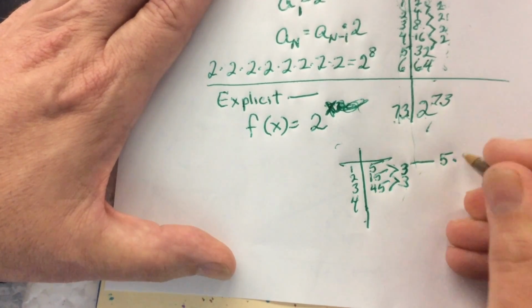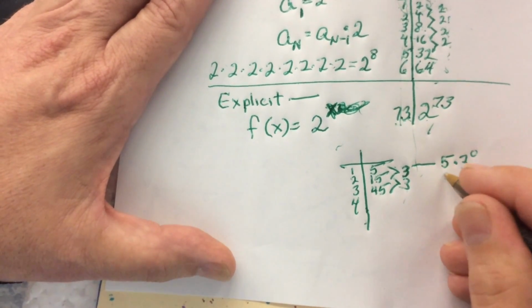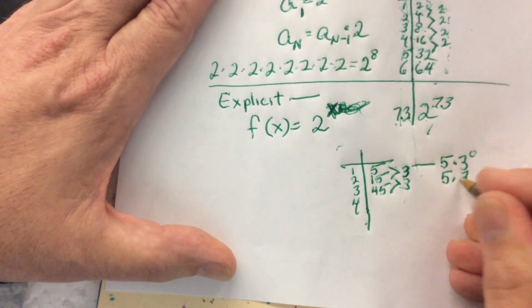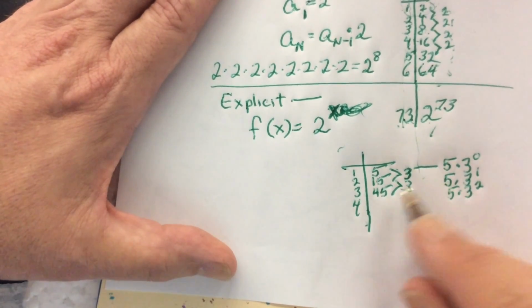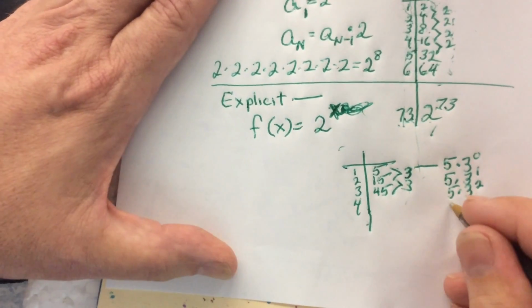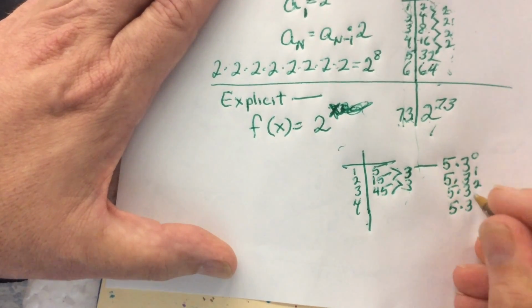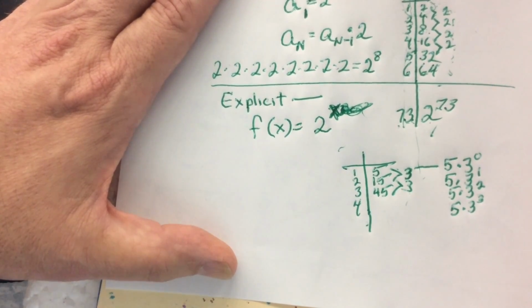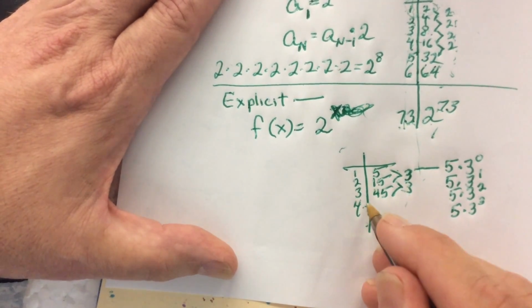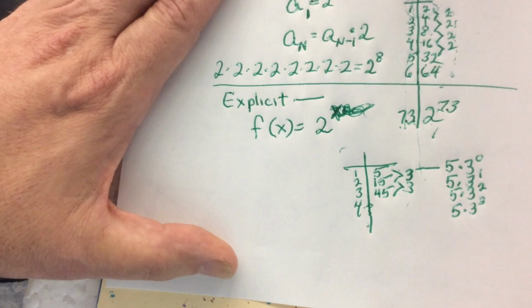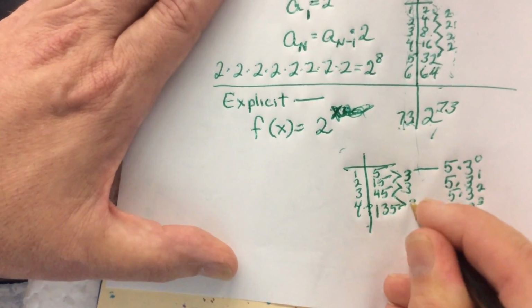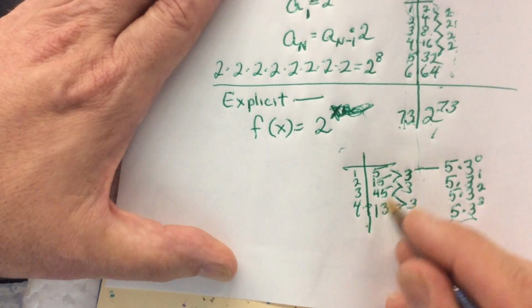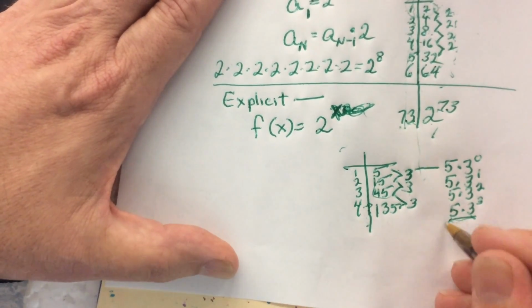Right? This is 5 times 3 to the 0. This is 5 times 3 to the first. 5 times 3 to the second, right? 5 times 9, that's 45, right? The next one's going to be 5 times 3 to the third. Right? That's what this one will be. What would that be? 135? Okay. But I was able to get that without looking at this first. I was able to get it explicitly.